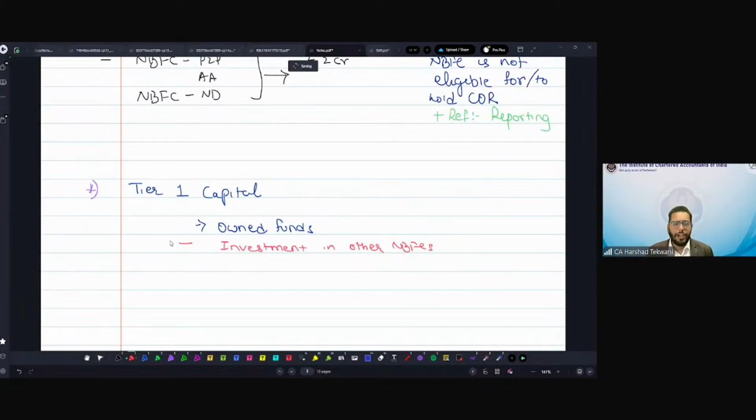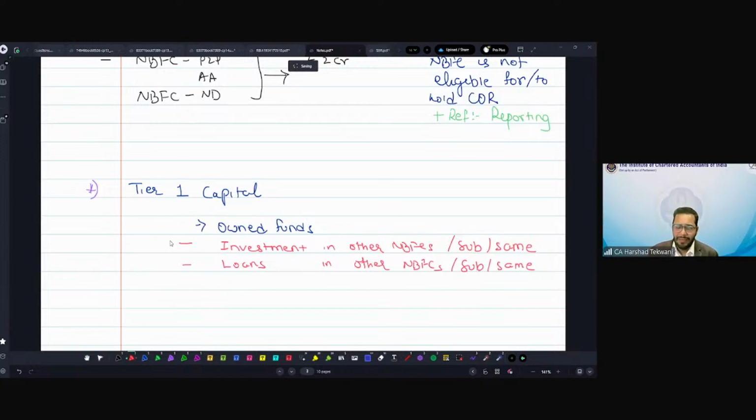So you have to remove investments, you have to remove loans to other NBFCs. Anything given on hire purchase, lease, finance to not only other NBFCs but subsidiaries, same group companies, whatever we have discussed earlier. Okay. So that is the tier 1 capital. So tier 1 capital is own funds, less investment, less loans, okay, plus perpetual debt instruments.